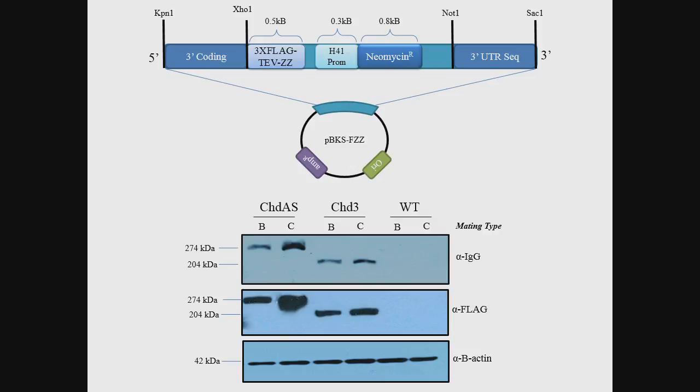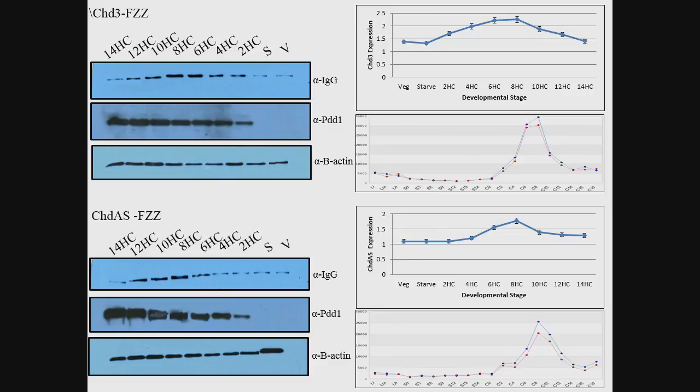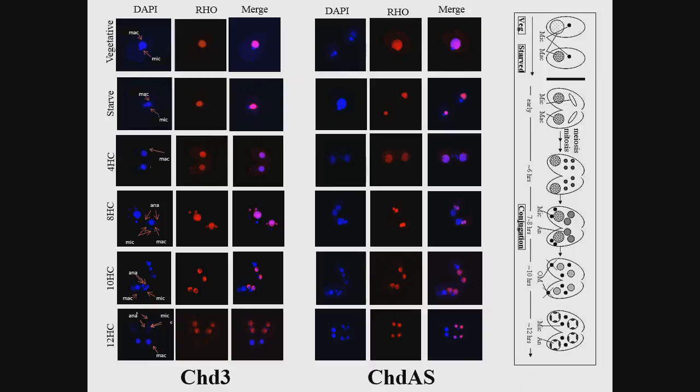We've generated FZZ tagged CHD proteins in our lab using the standard BKS FZZ vector that we have in 2 different mating types. I did some developmental Western blots on these proteins to try to identify when, at the protein level, they were highly expressed. CHD3 is highly expressed at the protein level at around 7 hours of conjugation, and CHD-AS, or the Alveolate-specific CHD, at around 8 hours of conjugation.